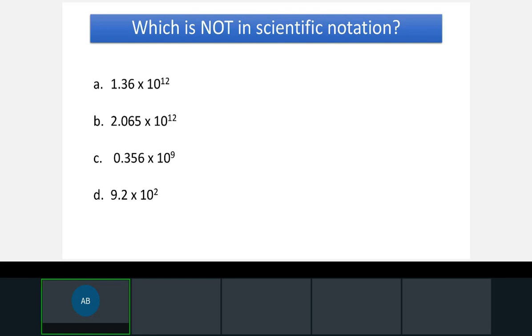Okay, and then there's another one here in which we're going to identify the number which is not in scientific notation. So again, these students should be looking for a number between 1 and 10 times a power of 10. There's only one of them there that does not start with a lead digit between 1 and 10. So I would ask a student to get on the microphone and describe why that one is not in scientific notation.